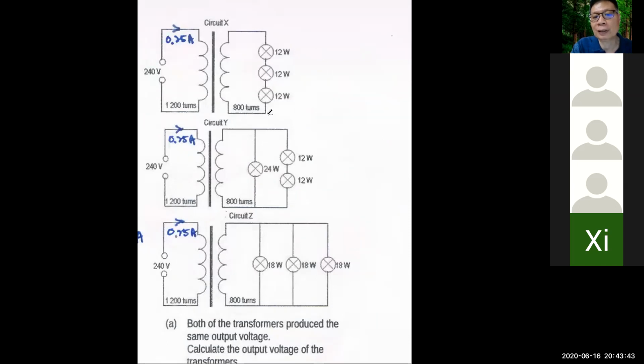But the output connections are different. This one has 3 bulbs connected in series. This one has 3 bulbs connected in parallel. So the connections are different, which has an effect. And this one is connected all in parallel, 18 watt, 18 watt, 18 watt. This was an SPM past year question. You see how they ask the question, and now you see what the question asks.